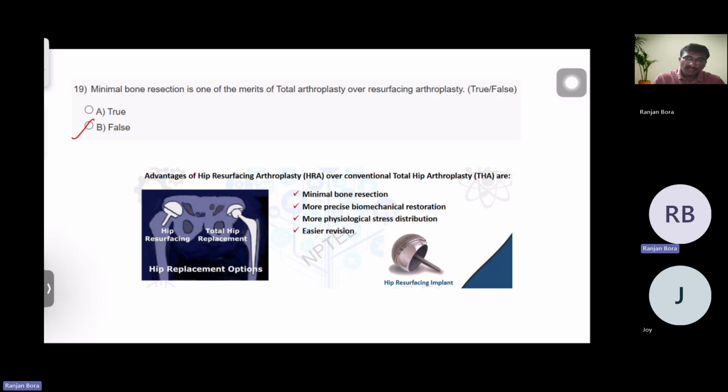we have some advantages of hip resurfacing arthroplasty over the conventional total hip arthroplasty, which are the minimal bone resection and more precise biomechanical restoration, more physiological stress distribution, and easier revision. So in the question, it is saying merits of total arthroplasty over resurfacing arthroplasty. So it is a false statement.